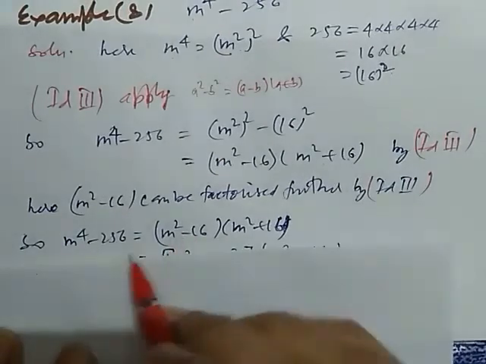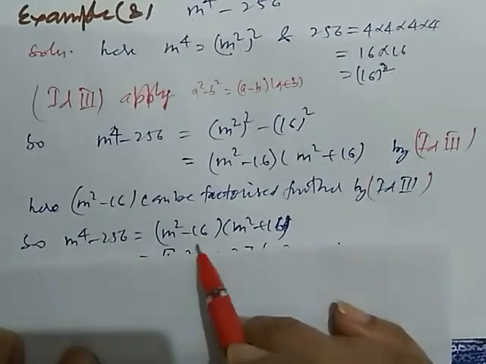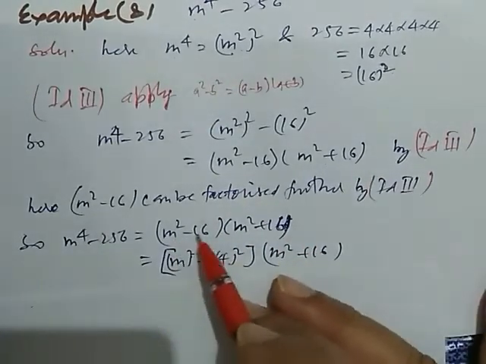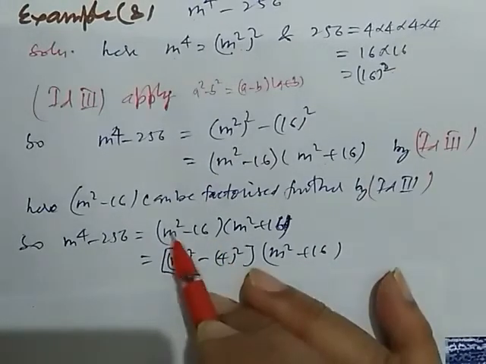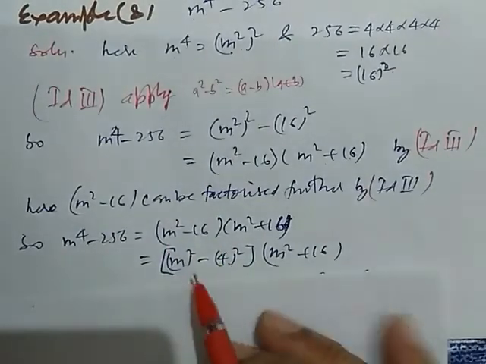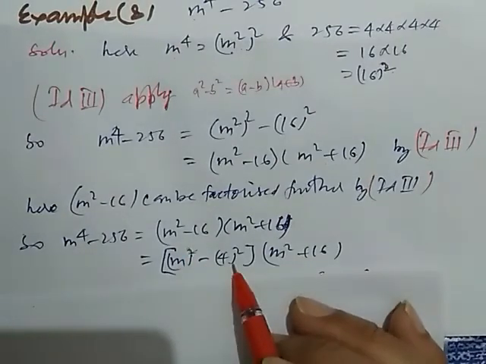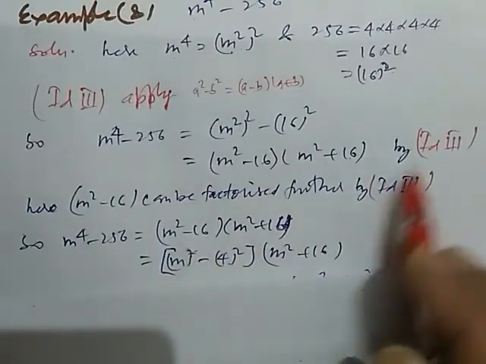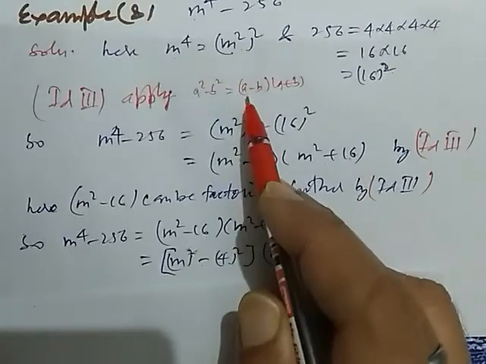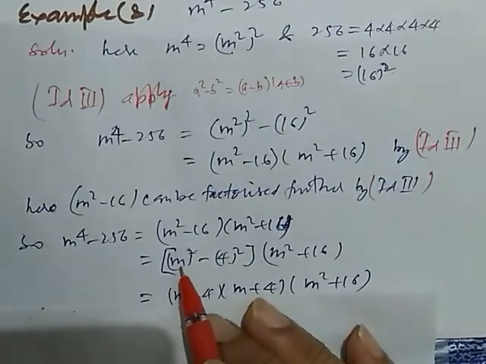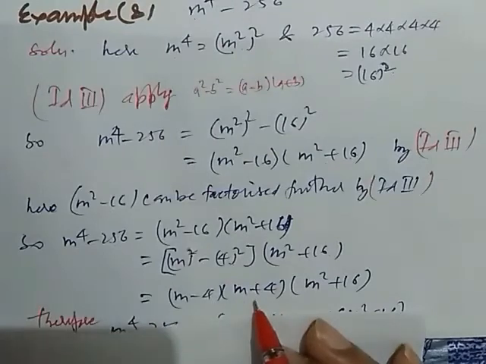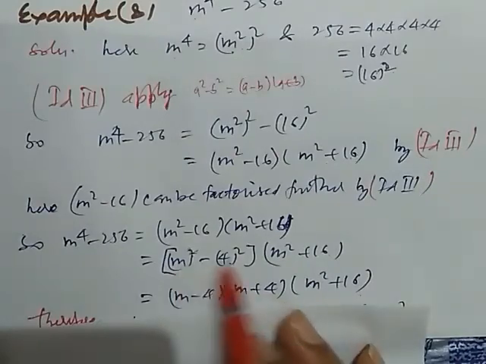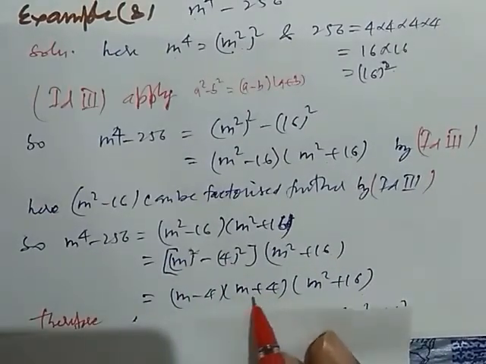So m power 4 minus 256 is m square minus 16 times m square plus 16. Now m square minus 16 is m whole square minus 4 whole square, and this is m square plus 16. This can be factorized by using identity third, a square minus b square equals a minus b, a plus b. So m minus 4 into m plus 4, and m square plus 16 as it is.